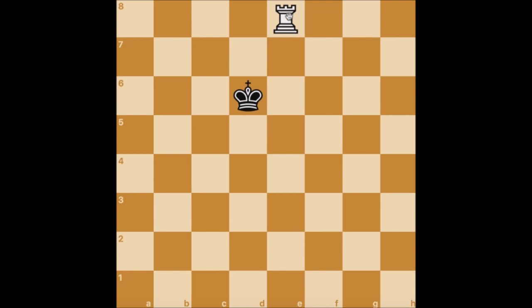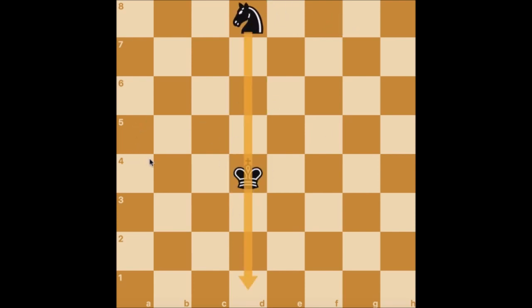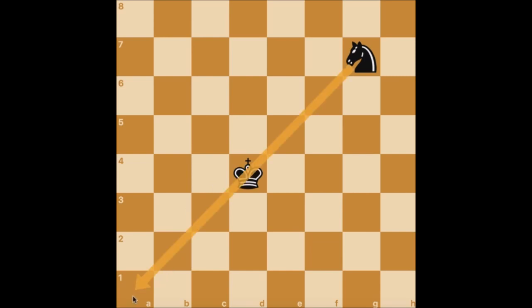When trying to find a skewer, it's always a good idea to look for two pieces on the same column, on the same row, or maybe even on the same diagonal. In all these situations, by maneuvering a piece onto that diagonal, row or column, you can manage a skewer and you can win some material, like in this situation, a free knight. So that is basically the gist of skewers.